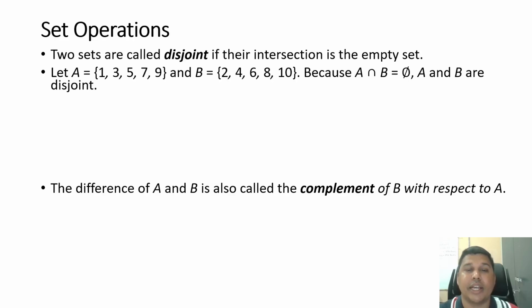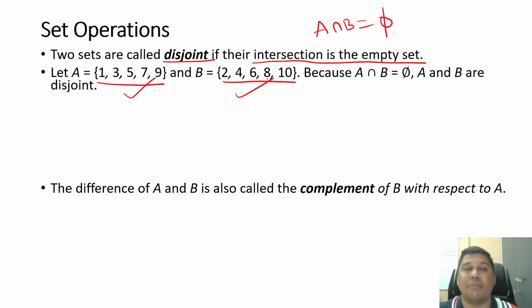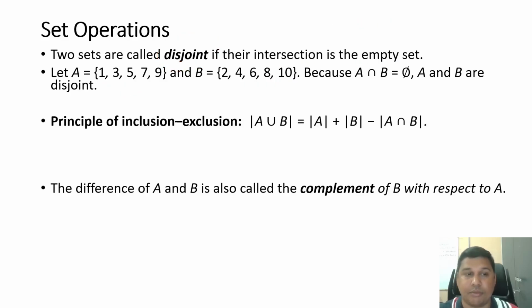We'll see the next one, disjoint sets. Two sets are called disjoint if their intersection is empty. It means A intersection B is null if there are no common elements. You see {1, 3, 5, 7, 9} and {2, 4, 6}. This is odd numbers, this is even numbers. There is no common element. Therefore, we say A and B are disjoint sets.